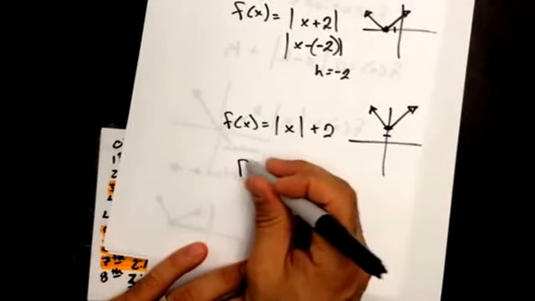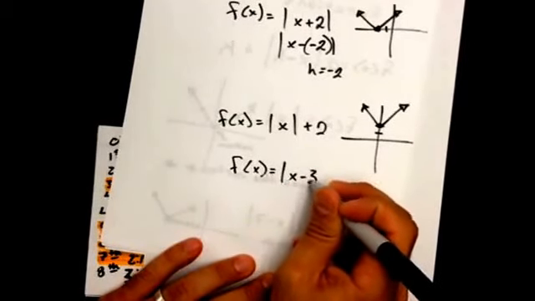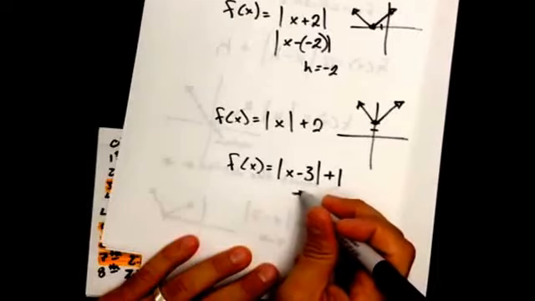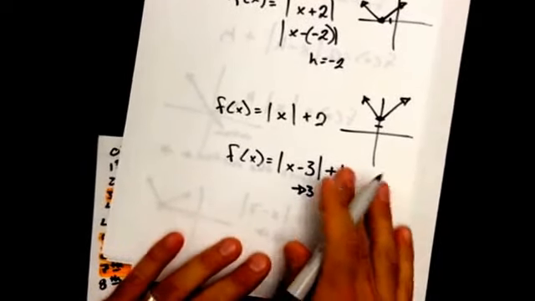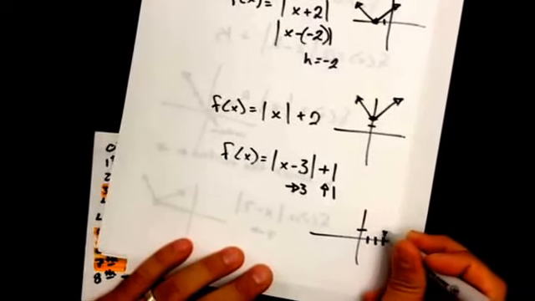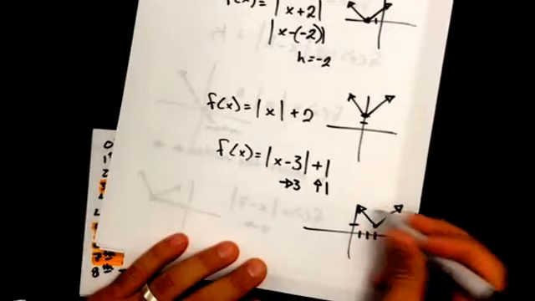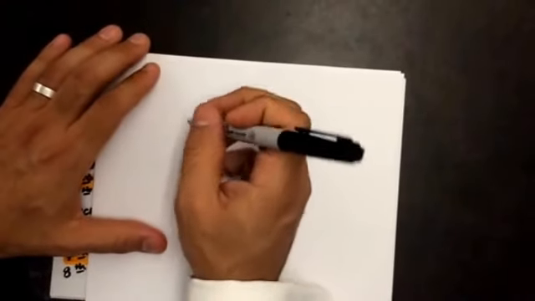If it tells me f of x equals the absolute value of x minus 3, plus 1, now this is moving to the right 3 and up 1. So on my graph, I'm going to move to the right 3 and up 1. My vertex is now right here, still a slope of 1 and -1. Hopefully that makes sense. Gonna just continue on, okay?